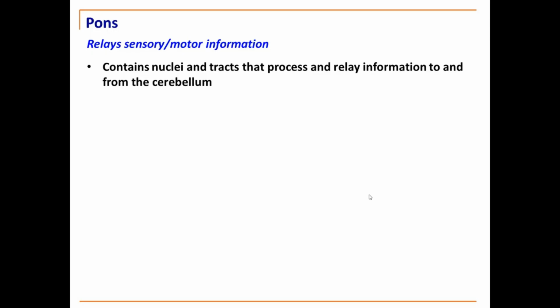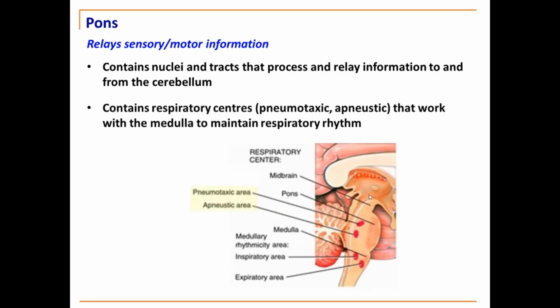And the ascending tracts, etc., are basically receiving and sending information to and from the midbrain, diencephalon, cerebrum, and the spinal cord. It does contain some respiratory centers, and you'll know this from your respiratory lectures already. So the pneumotaxic and apneustic centers that work with the medulla to help maintain respiratory rhythm.